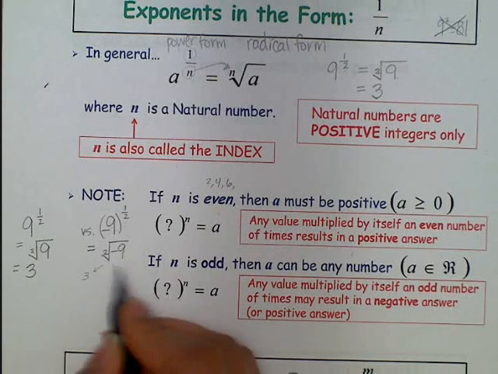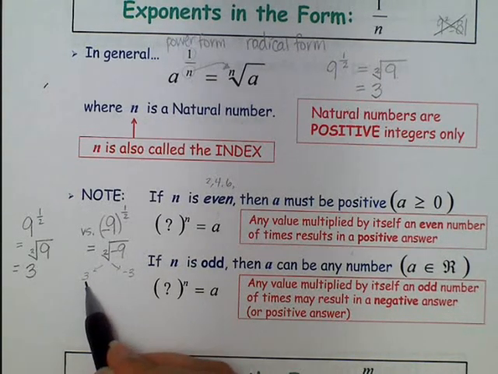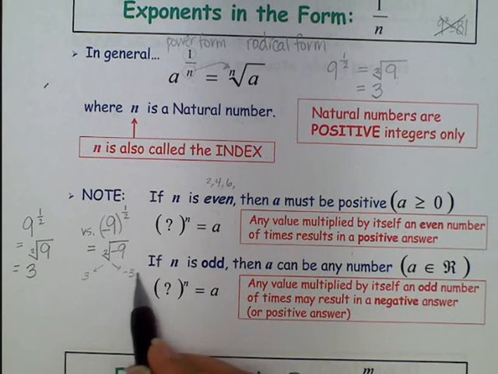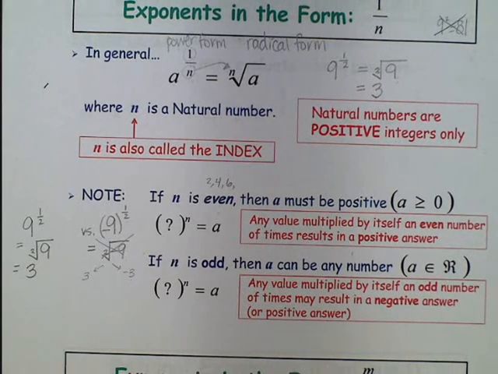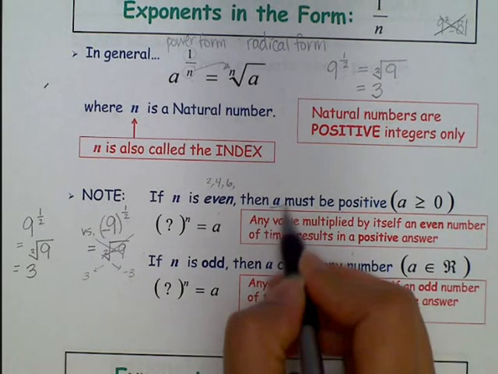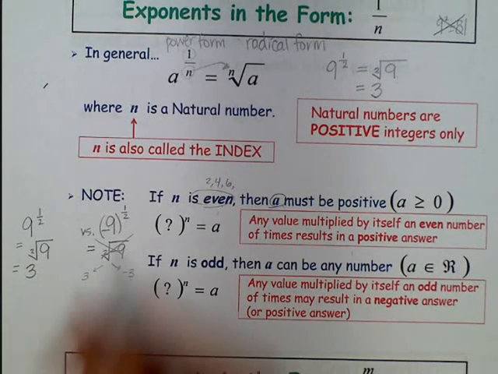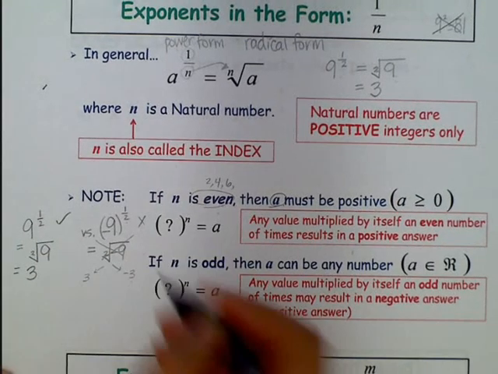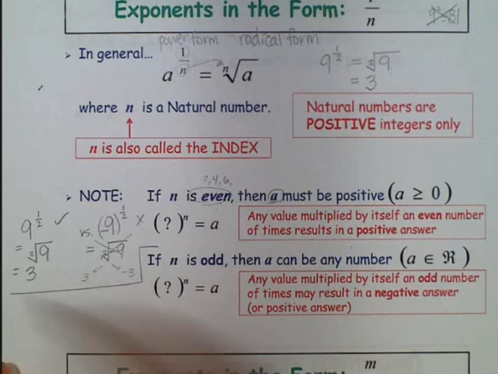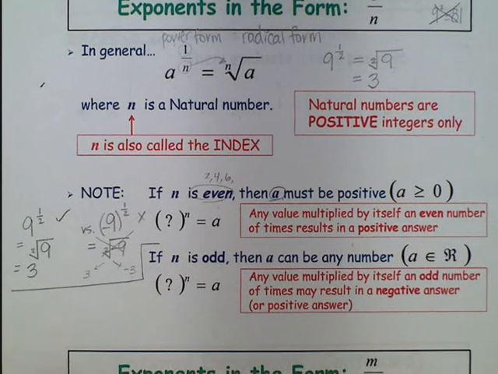So it's very tempting to say that maybe the answer is 3 here, or maybe the answer is negative 3 here. But if I multiply 3 by itself, I get positive 9. If I multiply negative 3 by itself, I get positive 9 as well. So this tells me that this is not something I can actually evaluate. And so that's the reason why the value of a must be positive when the value of n is even. Okay? So this one's fine. This one is not fine. Okay? However, if the value of n is odd, then a can be any number.